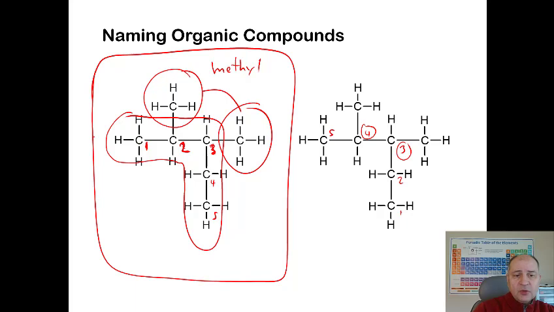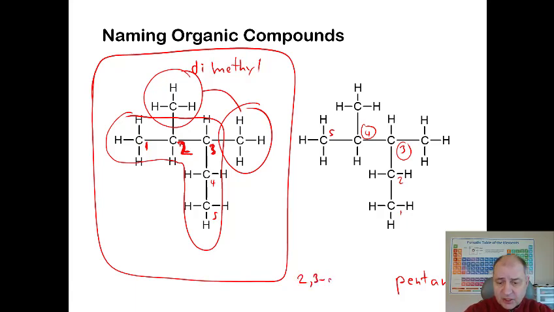Then all you do is name this. This is 5 in a row, so this is a pentane. That's the base compound. We have a methyl group, so it's methylpentane. We have 2, so we add the prefix di, so this would be dimethylpentane, but we also indicate the positions. Both of these methyl groups are on the second and the third carbon, so this is simply 2,3-dimethylpentane, all one word. This would be the correct name.